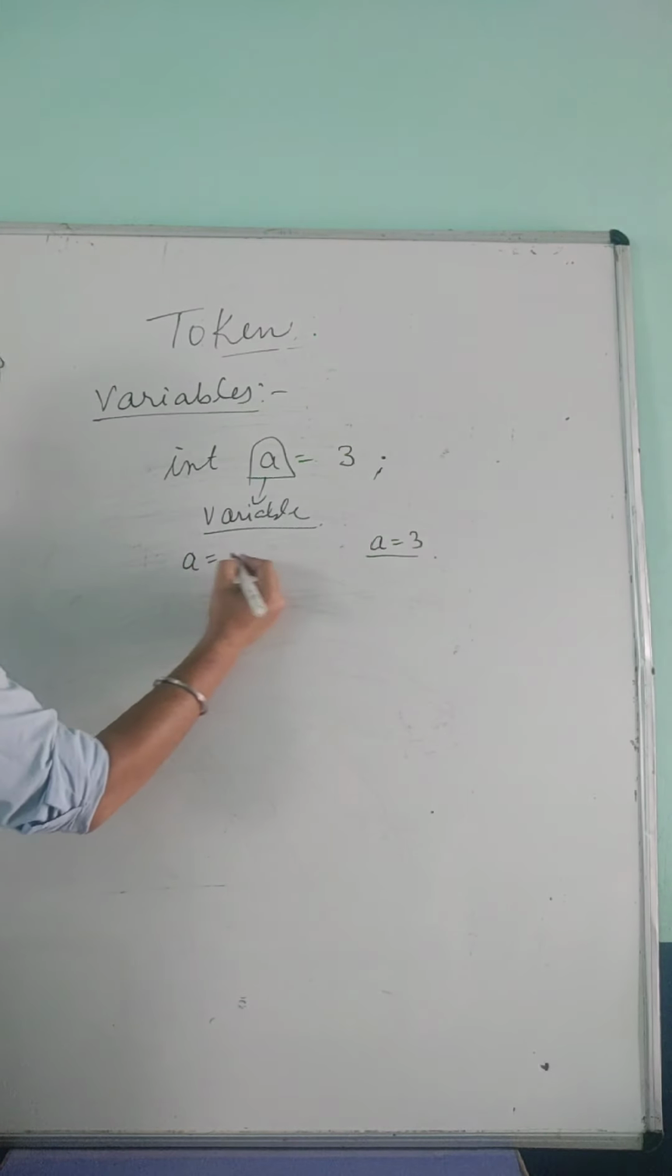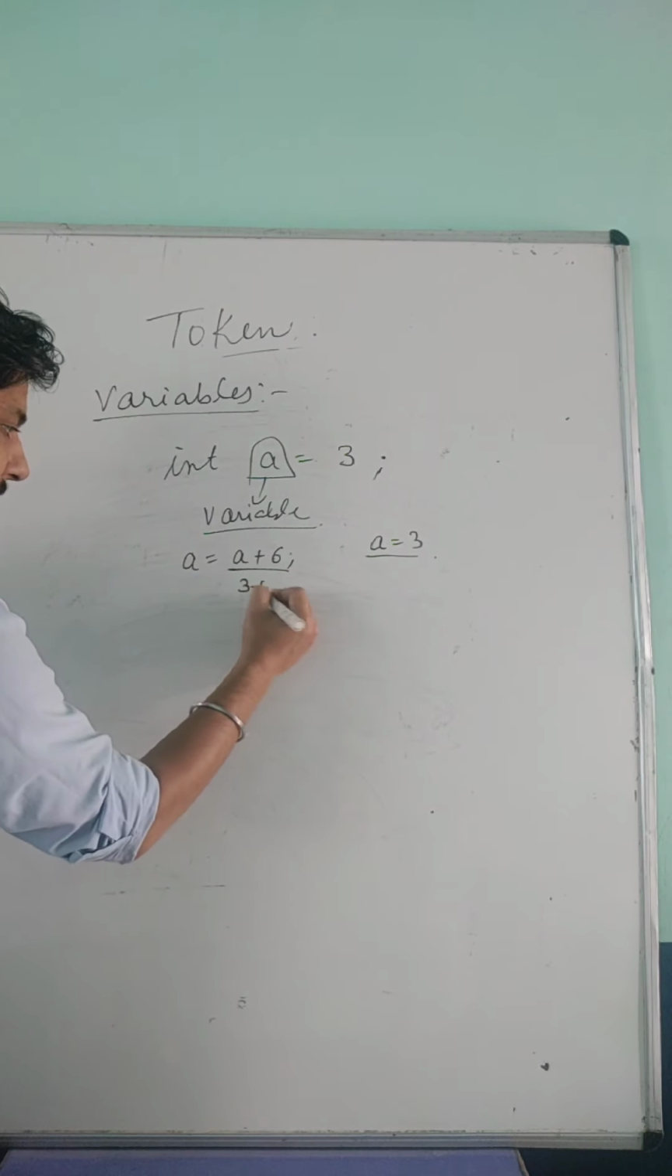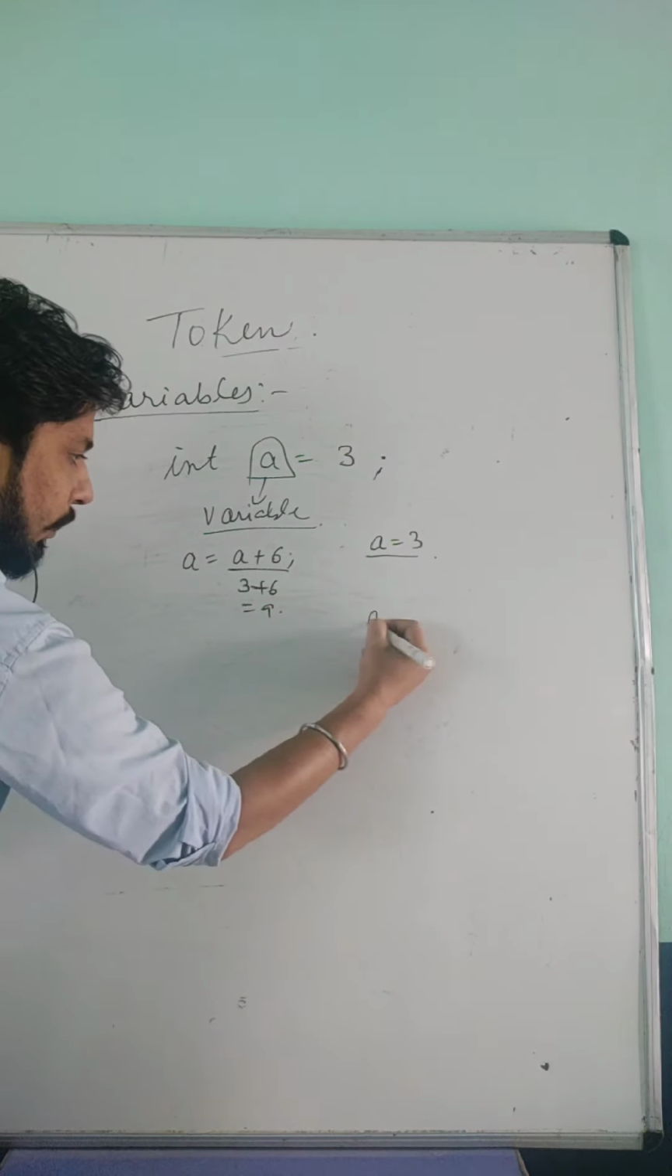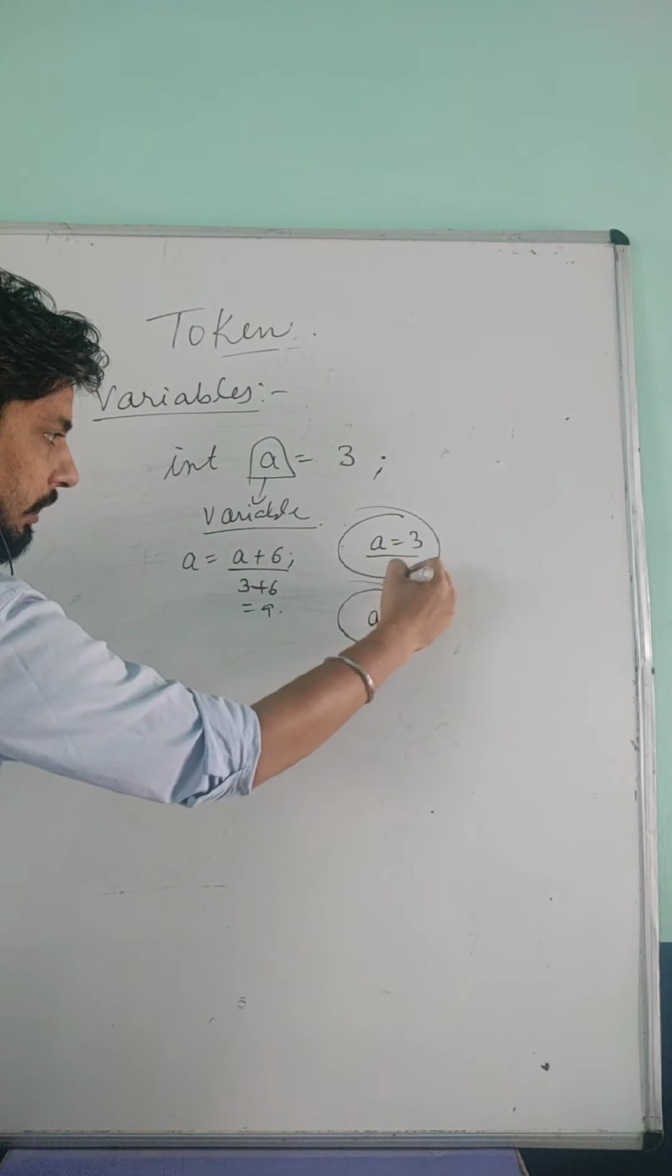Suppose in the program I write a = a + 6. Now the value of a will be 3 plus 6, that is 9. Now the value of a will be 9. So it is not fixed, it is changed.